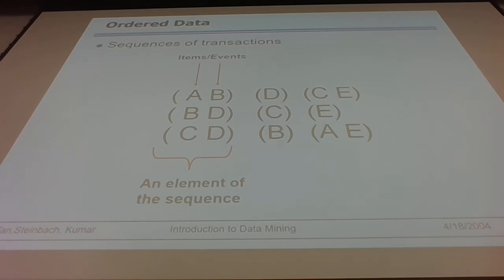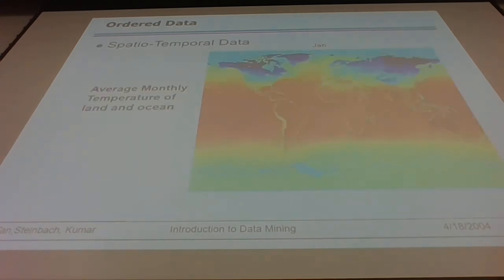Ordered data and unordered data, that you know, because order matters. So if A, B, D, C, E is ordered data, then it is not the same as B, A, D, C, E. That is an example of ordered data.